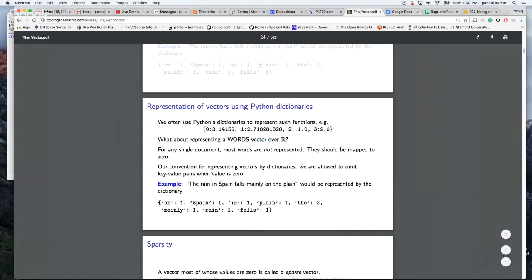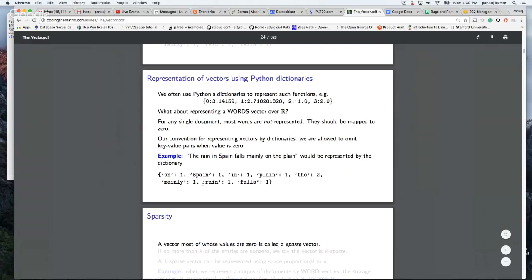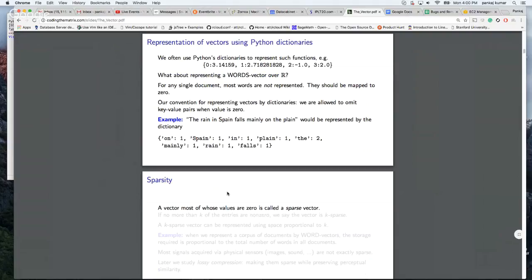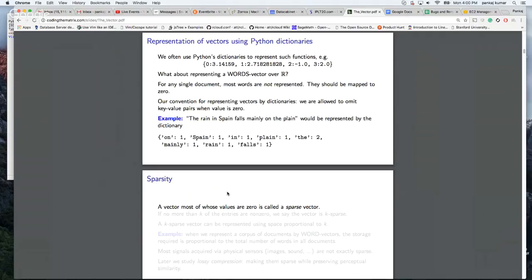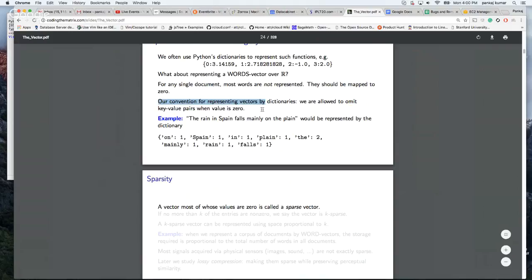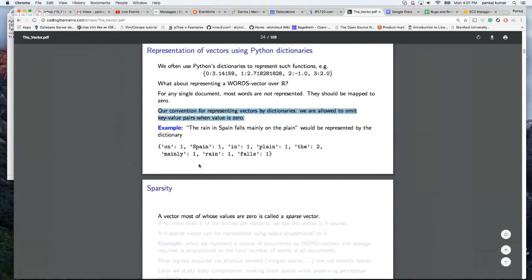Here, the sentence "the rain in Spain falls mainly on the plain" would be represented by this dictionary. But this dictionary cannot be represented in that form. So what they do is remove the elements that have value 0. For example, here USA has a value of 0, so it's not even used here. That idea can be used in the Python implementation of vectors.